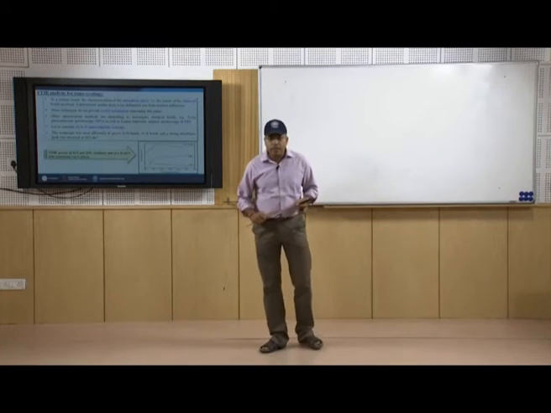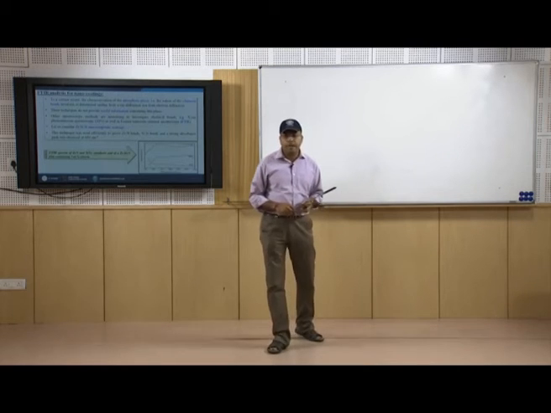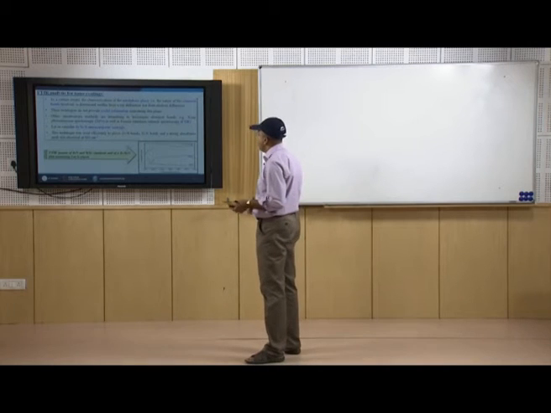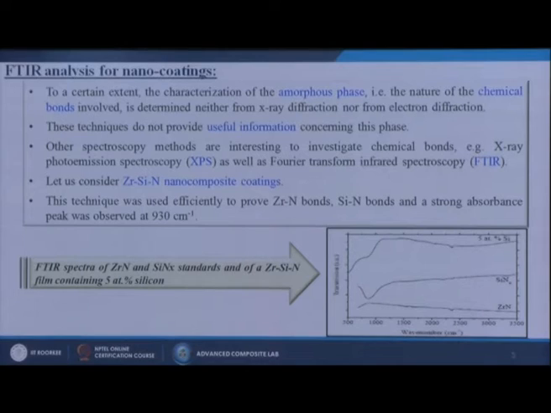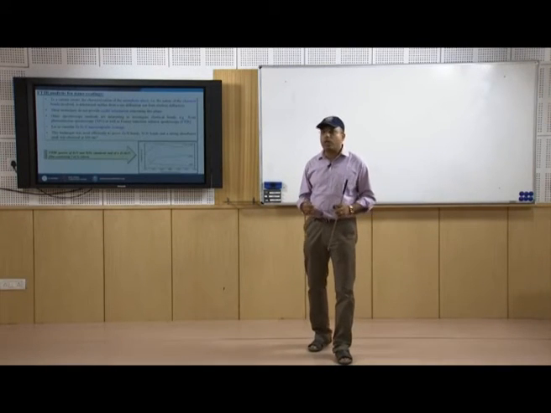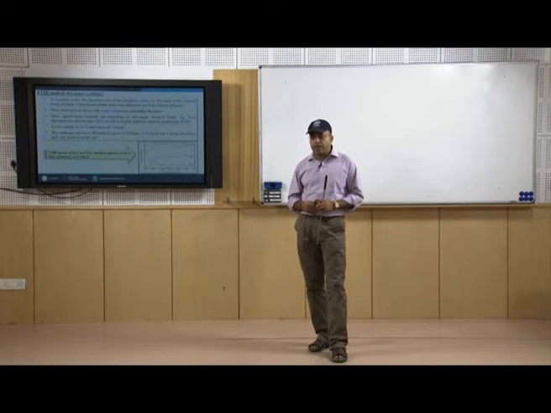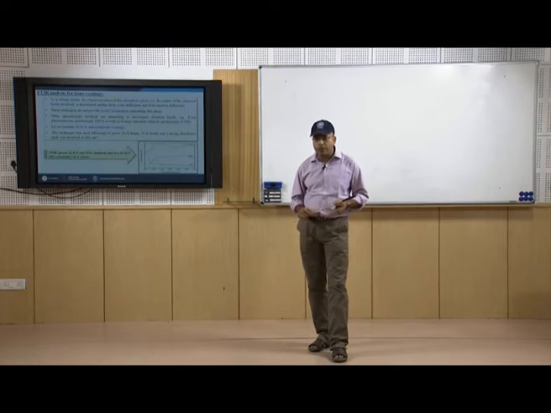Next we are going to discuss the FTIR technique. FTIR is nothing but Fourier transform infrared spectroscopy, and sometimes we call it FTIR technology. To a certain extent, the characterization of the amorphous phase, that is the nature of the chemical bonds involved, is determined neither from X-ray diffraction nor from electron diffraction. Generally, for most polymeric or rubber cases we do this kind of FTIR testing. From FTIR testing it gives you what kind of bonding is taking place between the substrate and the coating materials.